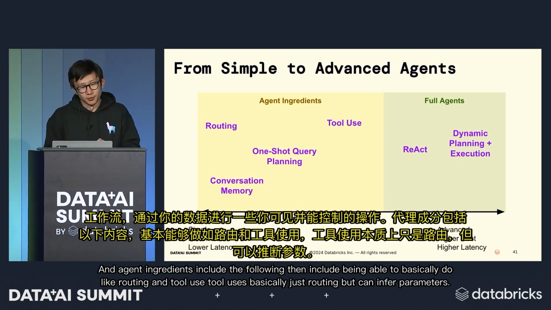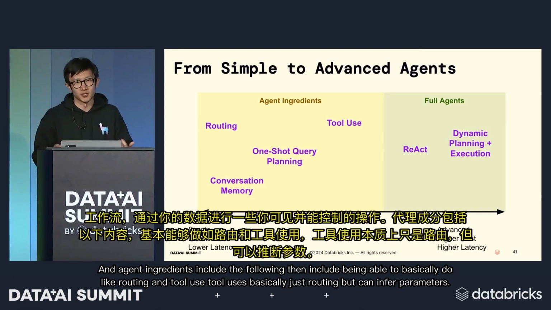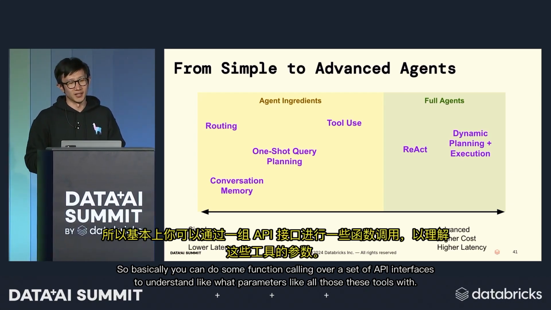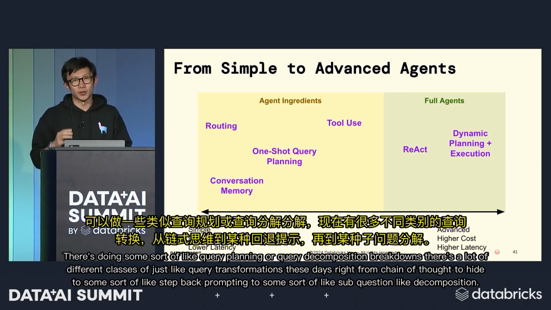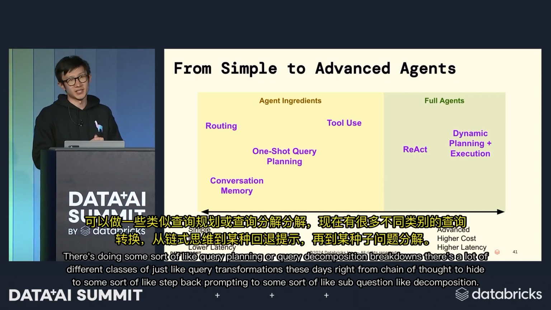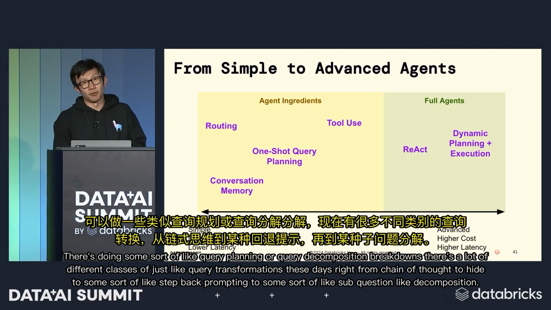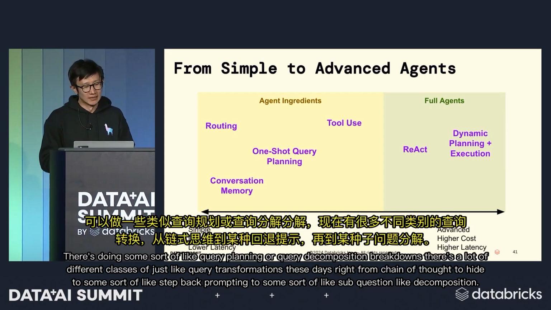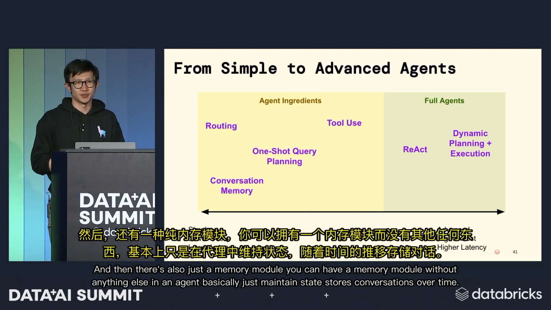So the agent ingredients include the following. They include being able to do routing and tool use. Tool use is basically just routing, but it can infer parameters. So you can do some function calling over a set of API interfaces to understand what parameters to call these tools with. There's query planning or query decomposition. There are a lot of different classes of query transformations these days, right? From chain of thought to HyDE to step back prompting to sub-question decomposition. And then there's also just a memory module. You can have a memory module without anything else in an agent. Basically it just maintains state and stores conversations over time.